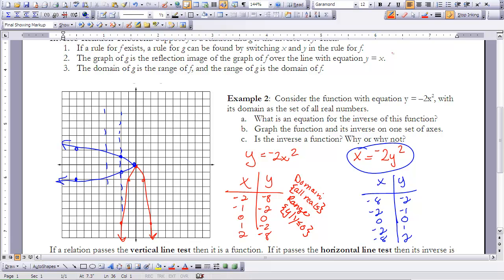So now if I go and graph the second equation, our inverse of the first, we know that we can, as above, switch our x and y coordinates. So I did that. And that fits number 2 of our inverse relation theorem. And that states that the graph of g is the reflection image of the graph of f over the line with the equation y equals x. And so that equation, y equals x, follows this black line that I'm putting in here.